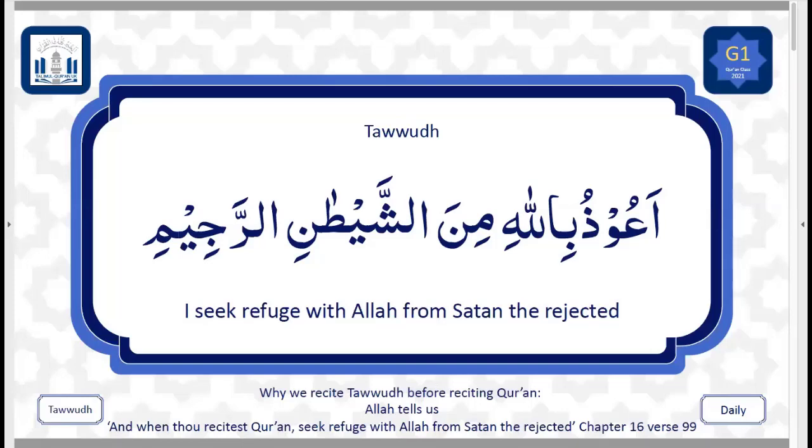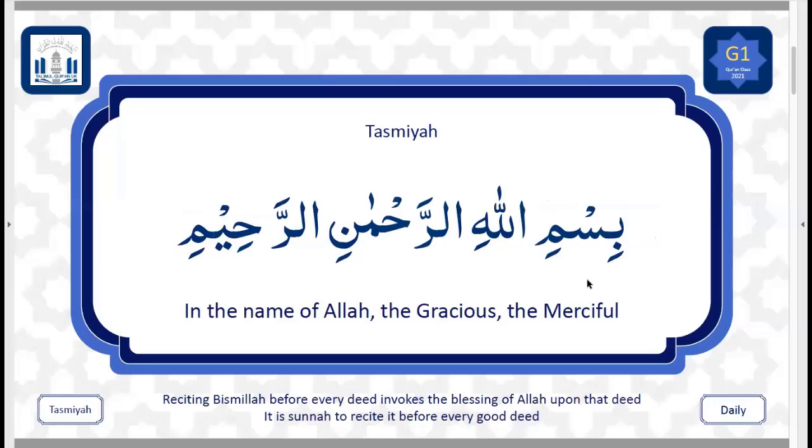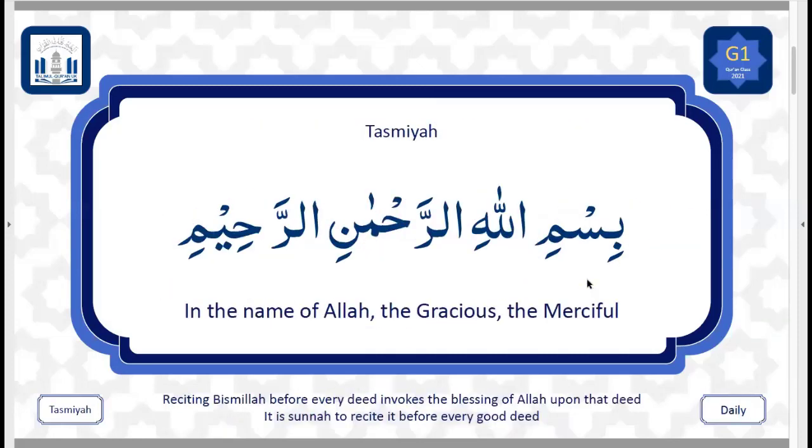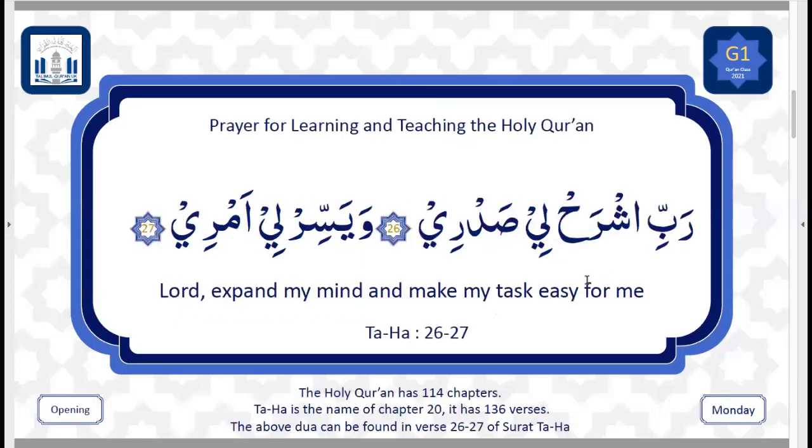Let's start with the tasmiyah. A'udhu billahi minash shaitanir rajim. Bismillahir rahmanir rahim. Bismillah. Okay, if you could move closer to the mic, please. Bismillahir rahmanir rahim. Very nicely recited.